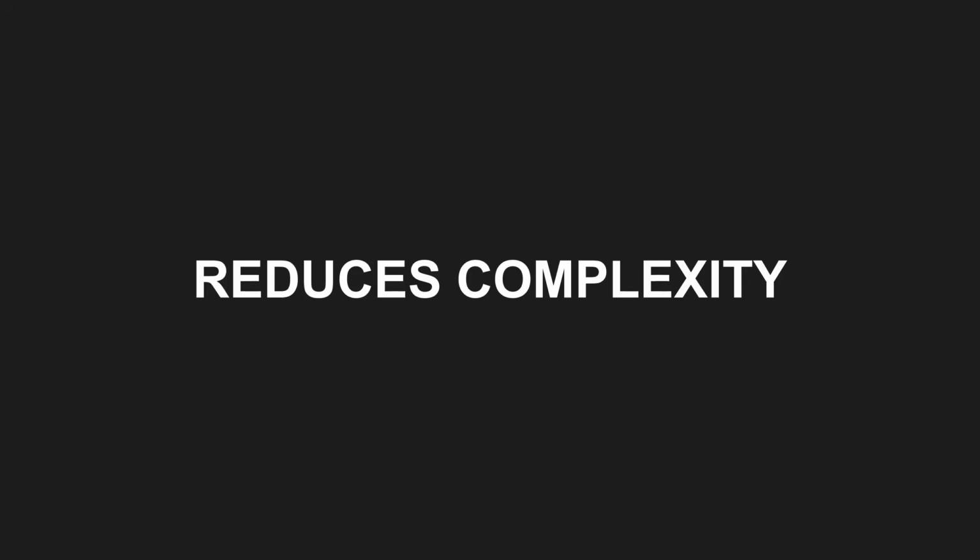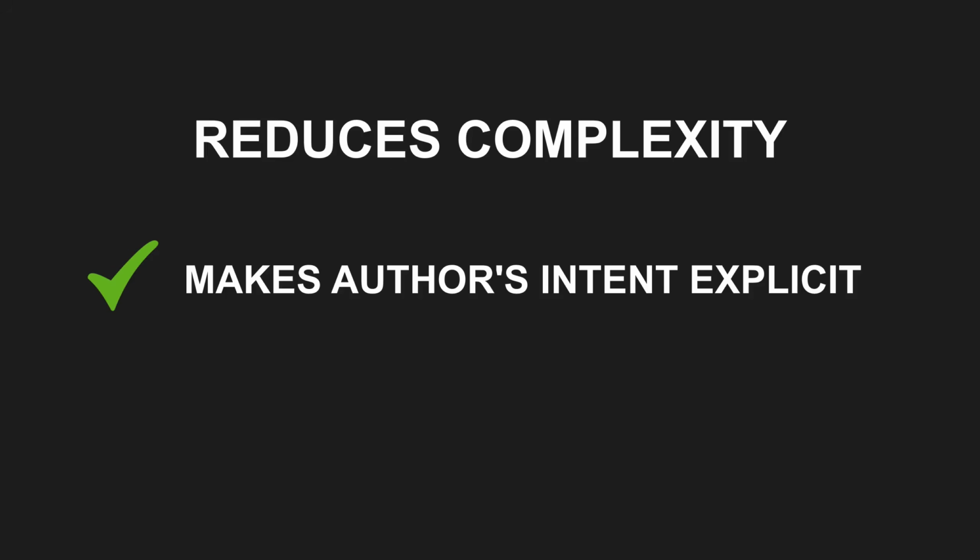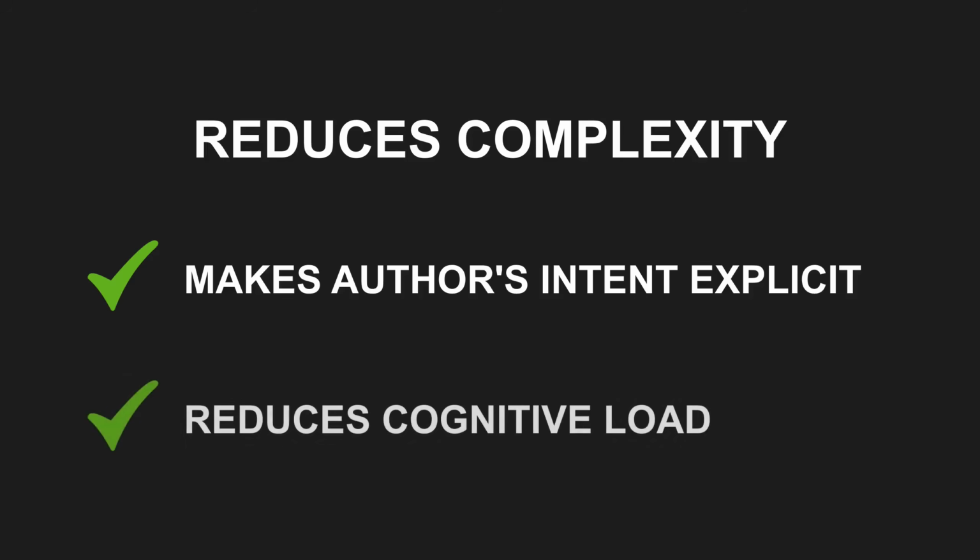Reason number 1, it reduces complexity. Design by contract makes code more expressive by making the author's expectations and assumptions explicit. This reduces cognitive load to the reader. Readers do not have to dig into implementation details to figure out which expectations are safe to rely on and keep them in mind while reading the code. It is all there in the code. That reduces the overall complexity of the project.